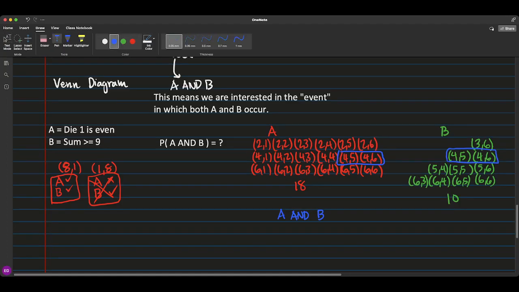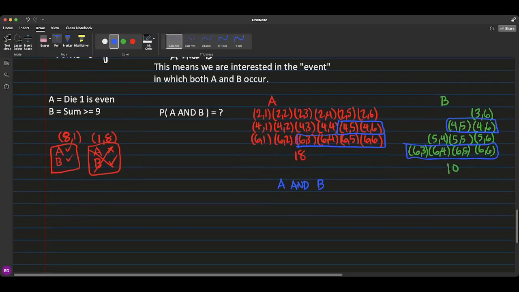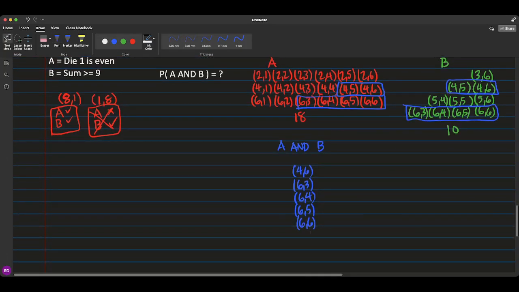Okay, and then also there's some more overlap. There's all of these 6 rolls. You have these as well as these. So there's some overlap here. There we go. I was like, wait a second, I'm missing something. So those are the events that satisfy A and B occurring. Let's write them down. You can roll a 4, 6. You can roll a 6, 3, a 6, 4, a 6, 5, and finally a 6, 6. So those are the events that occur for A and B.